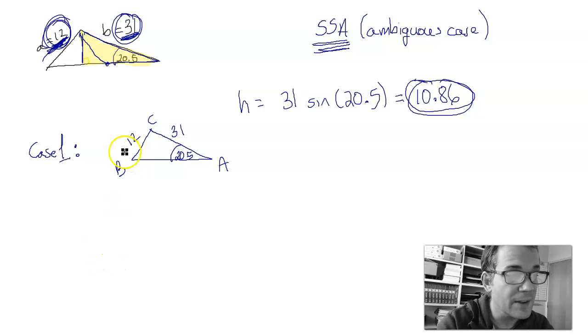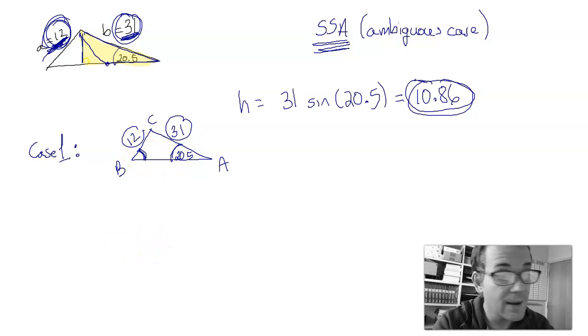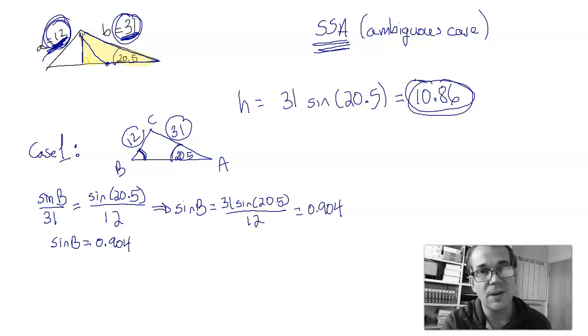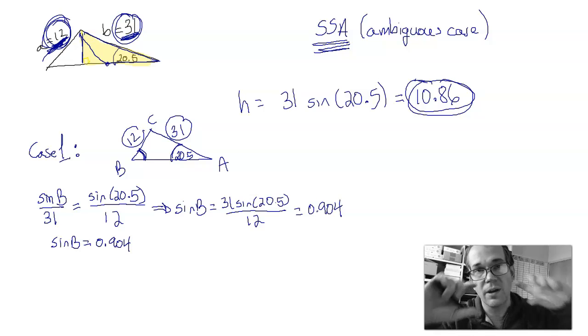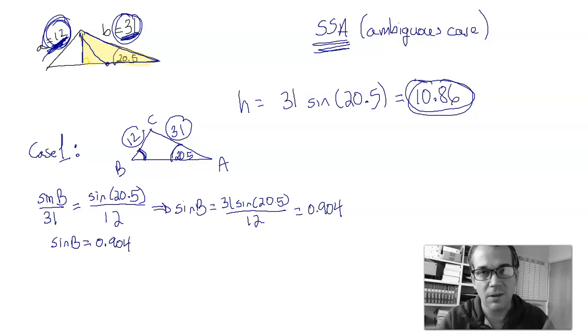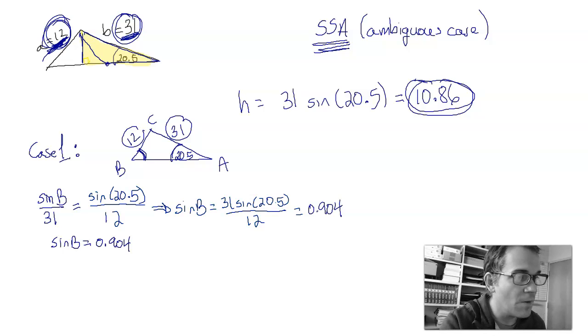Based off these givens, since I know this side, and this side, and this angle, I can find this angle. I'm going to set up the calculations for that. Because I was solving for an angle, I used a version of law of sines where the angles were on top, just so I didn't confuse myself. I said sine of B over 31 equals sine of 20.5 over 12. That's my little proportion here. If I want to get the sine of B by itself, I multiply both sides by 31. So the sine of B is going to equal 31 times the sine of 20.5 all over 12. A quick calculation gives me this.